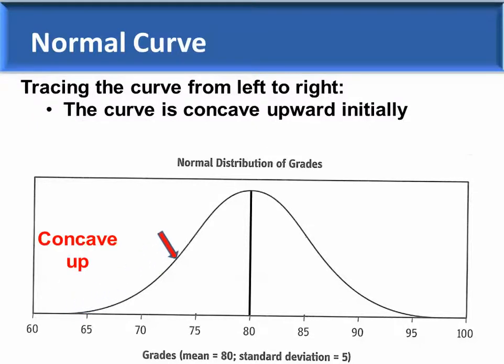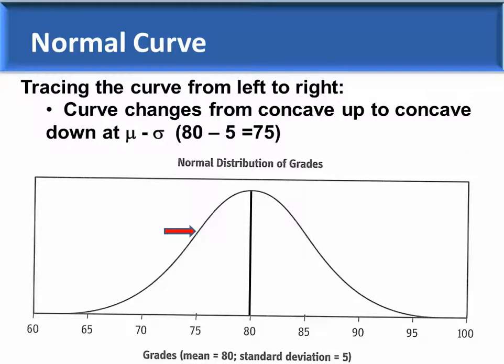So it's concave up initially. The curve changes from concave up to concave down at mu minus sigma. That means one standard deviation below the mean is where the curve changes. So in this case, our mean is 80, our standard deviation is 5. So at a score of 75 is where the curve is going to change from concave up to concave down.